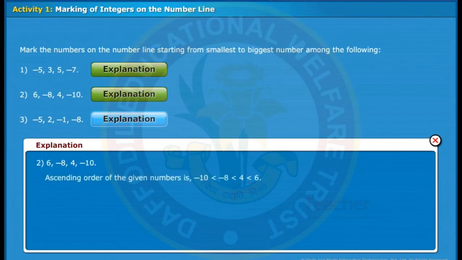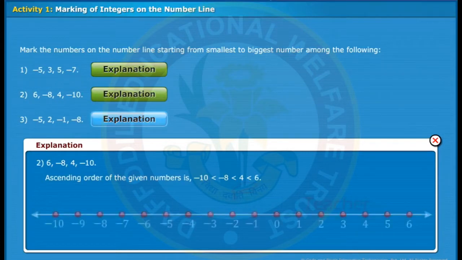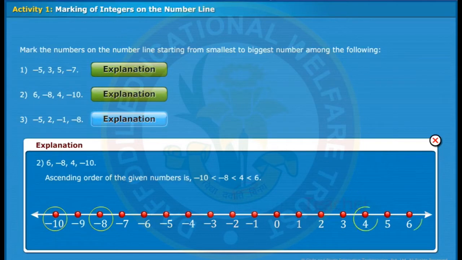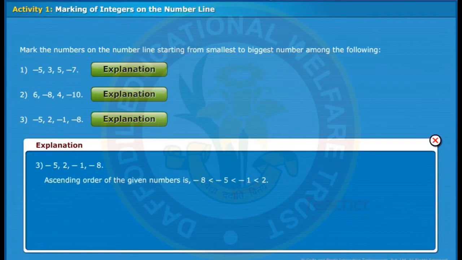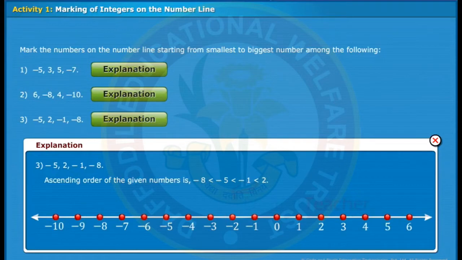Ascending order of the given numbers is -10 less than -8 less than 4 less than 6. For the given numbers, the ascending order representation is -10, -8, 4 and 6. Ascending order of the given numbers is -8 less than -5 less than -1 less than 2. For the given numbers, the ascending order representation is -8, -5, -1 and 2.